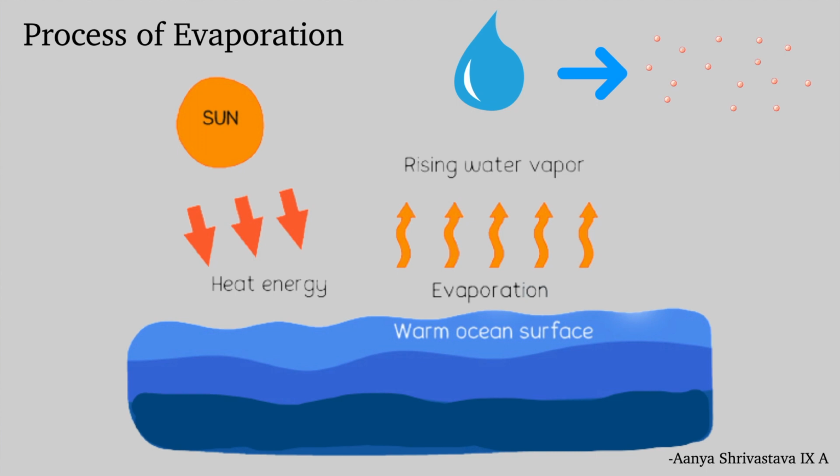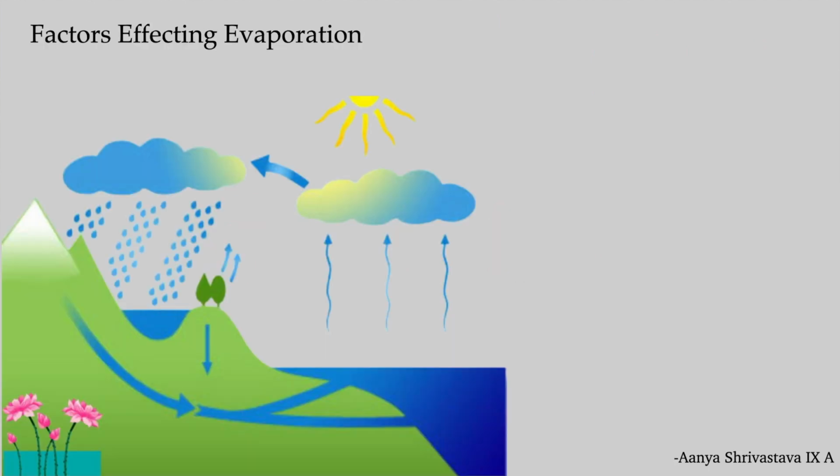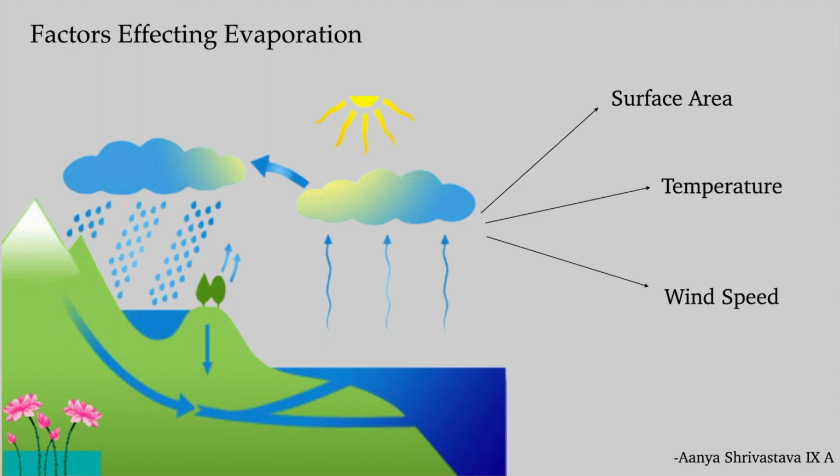Since the particles in the topmost layer are now heated, those particles evaporate into the air and the process continues to happen. Now we're going to move on to the factors affecting evaporation. We have 4 basic factors that affect evaporation and they are really important. The first one is surface area, second is temperature, third is wind speed, and the fourth is humidity.